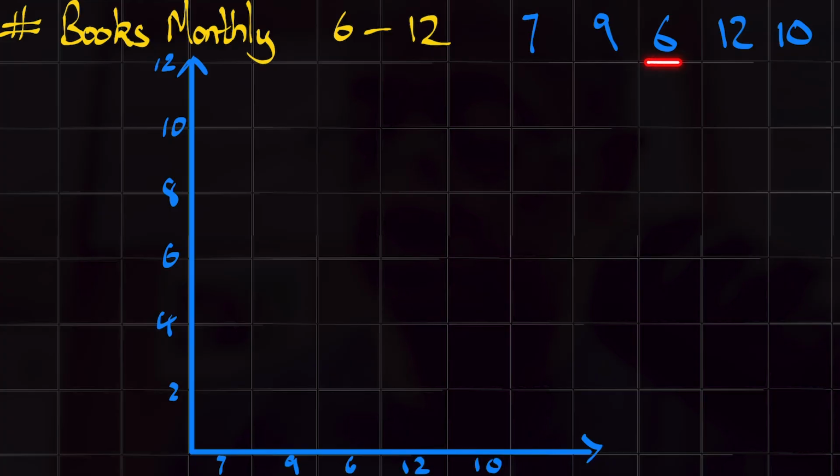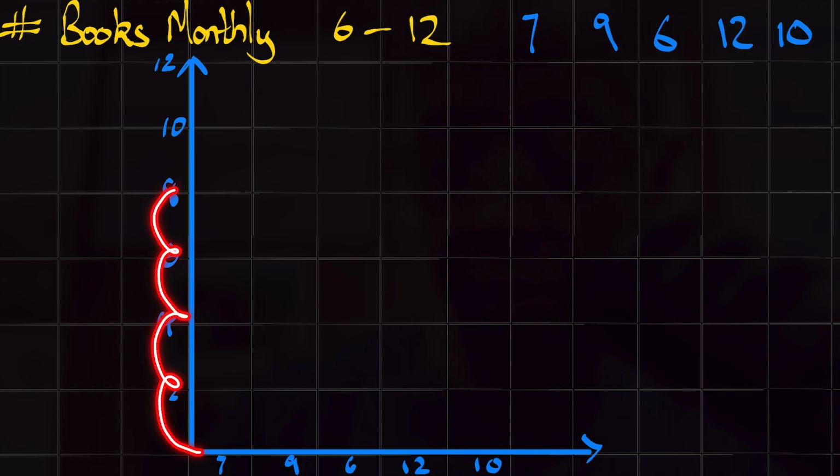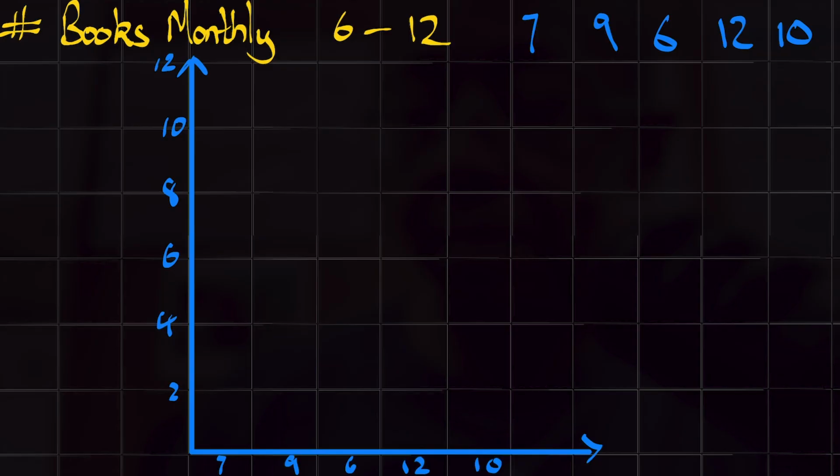So here we go. The number of books monthly ranged from 6 to 12. So I have to encounter data that comes from 6 all the way up to 12. Using the highest bar thinking, I have to make certain that 12 is included. 12 is going to be the top right there. I had 6 increments, 1, 2, 3, 4, 5, 6. Being that I had 6 spaces and I wanted to get all the way up to 12, I chose to hop by 2s. So 2, 4, 6, 8, 10, and 12.